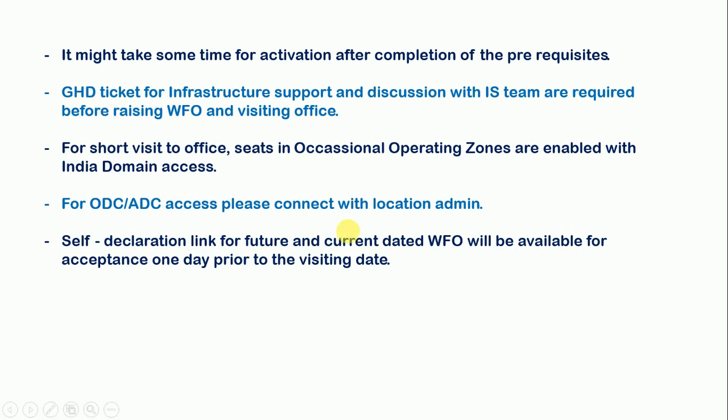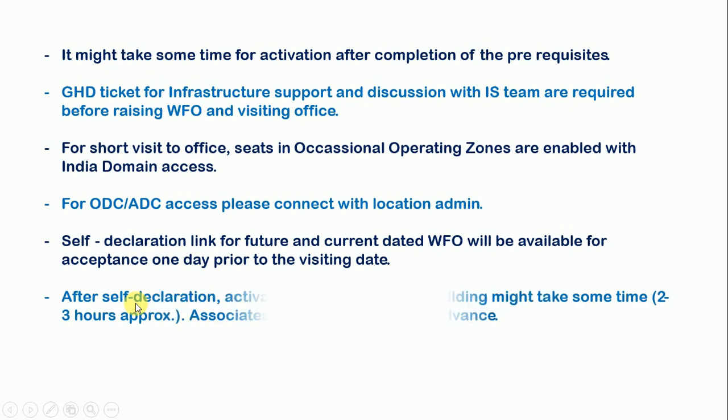And after that step only, you will be able to get access for the office that you are planning to visit. After self-declaration, activation of access to TCS building might take some time, 2 to 3 hours approximately. Associates are advised to plan in advance. And suppose you are trying to visit office on 15th of January, then you have to accept this self-declaration on 14th of January till 9:30 p.m. After that, you will not be able to accept the same. So you don't have the whole day to accept the same.